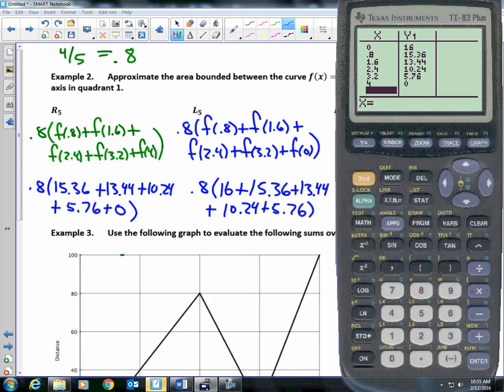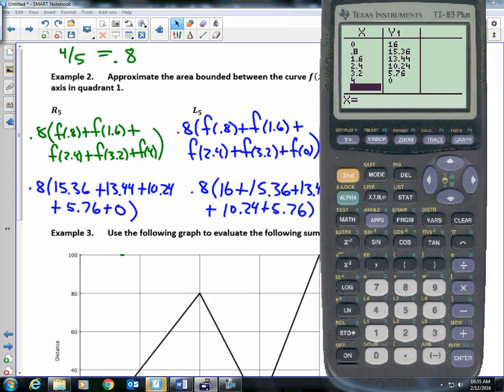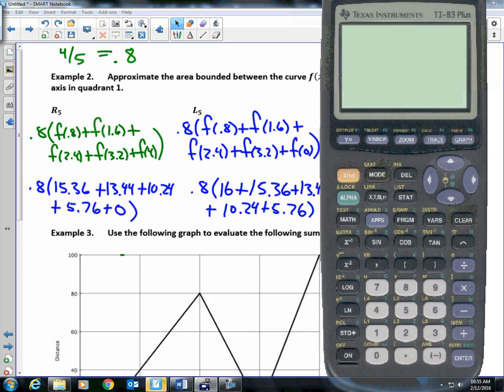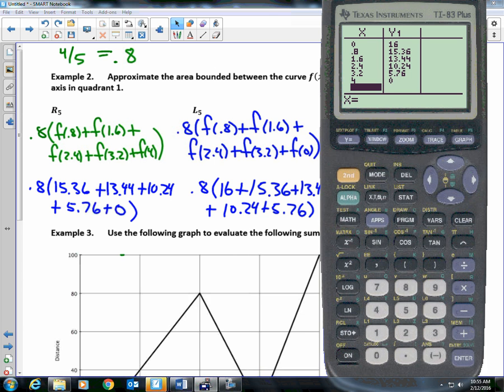Anybody do the calculation? If not, I'll do it. Looks like for 2.4, get 10.24. And 35.84. Anybody on the second one? Okay.